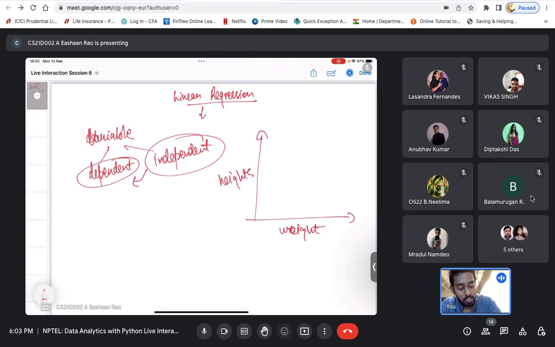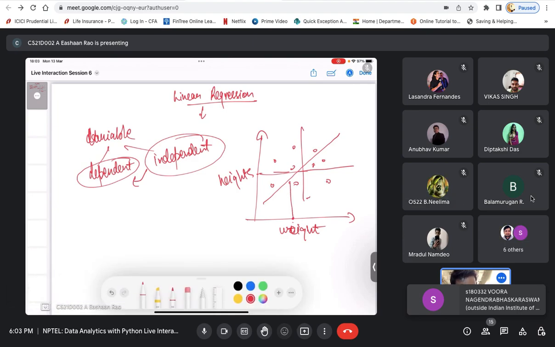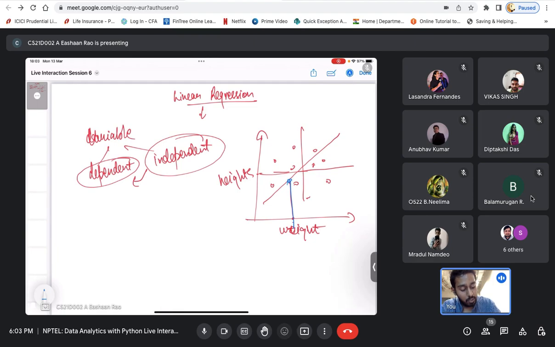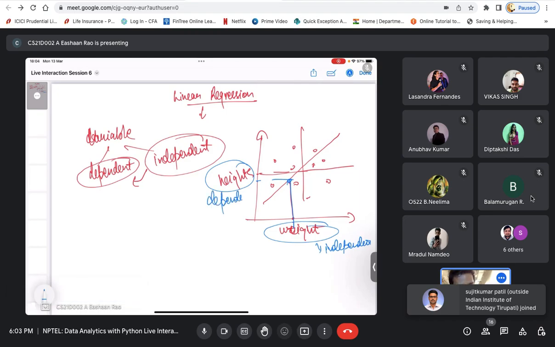Based on certain data sample points that I might have, I have to fit a line for this sample, maybe like this, maybe like this. Then for a given weight, suppose I have a weight somewhere here, I need to find what my height will be. In this case, weight is my independent variable, and height will be dependent because it depends on weight.